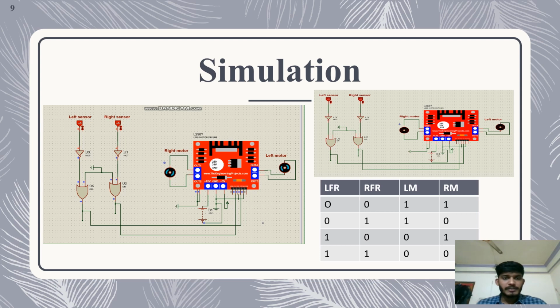Here 0 means it does not detect anything, and two motors are running, then one sensor off, two sensors off. It means the two motors stop. That's it for the simulation.